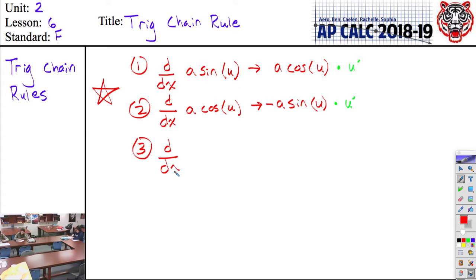Derivative with respect to x of a times, what's our last one? Tangent. There it is, tangent of our inner. Okay, you could guess all you want. Unless you've seen it before, you're probably not going to get it. It's a times secant squared of the inner. And don't forget about the inner. I'll do that in green as well.